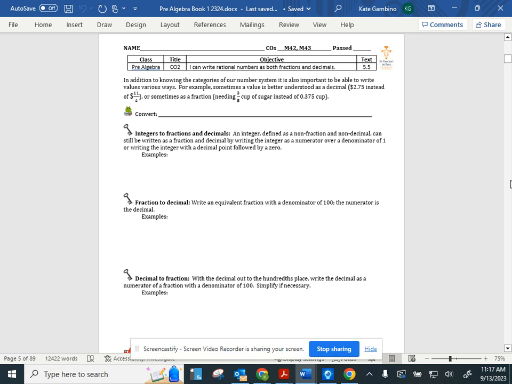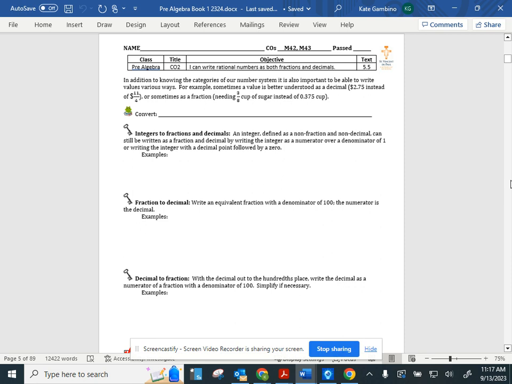Good morning. Today we are working on CO2. I can write rational numbers as both fractions and decimals. So it's going to be the same number and it's the same amount. And we can represent that amount as a fraction and we can represent it as a decimal.